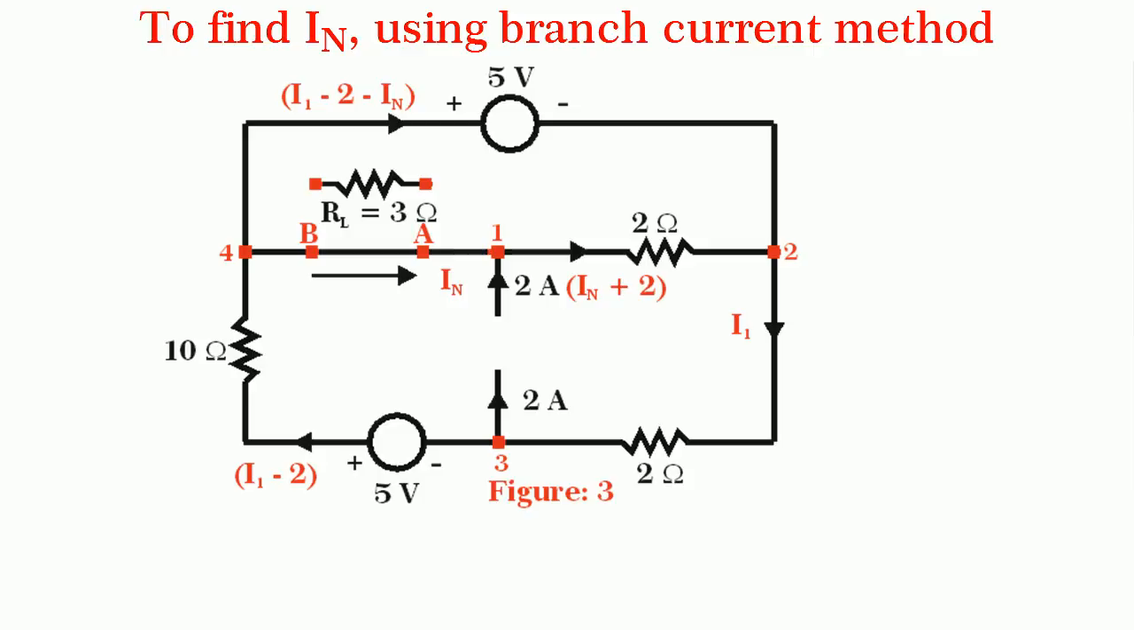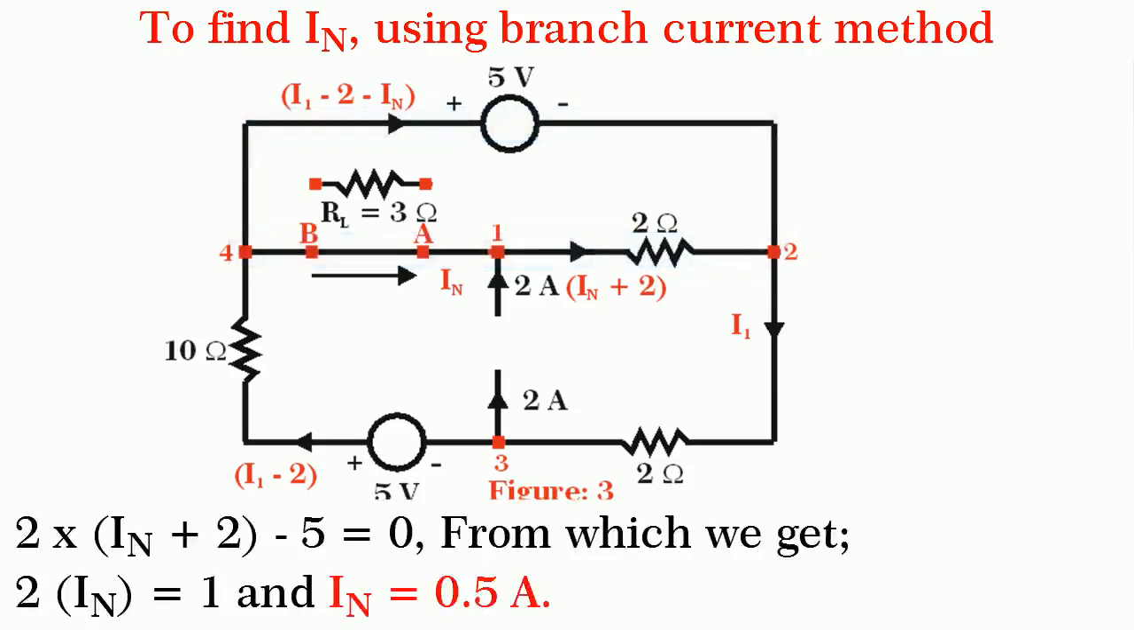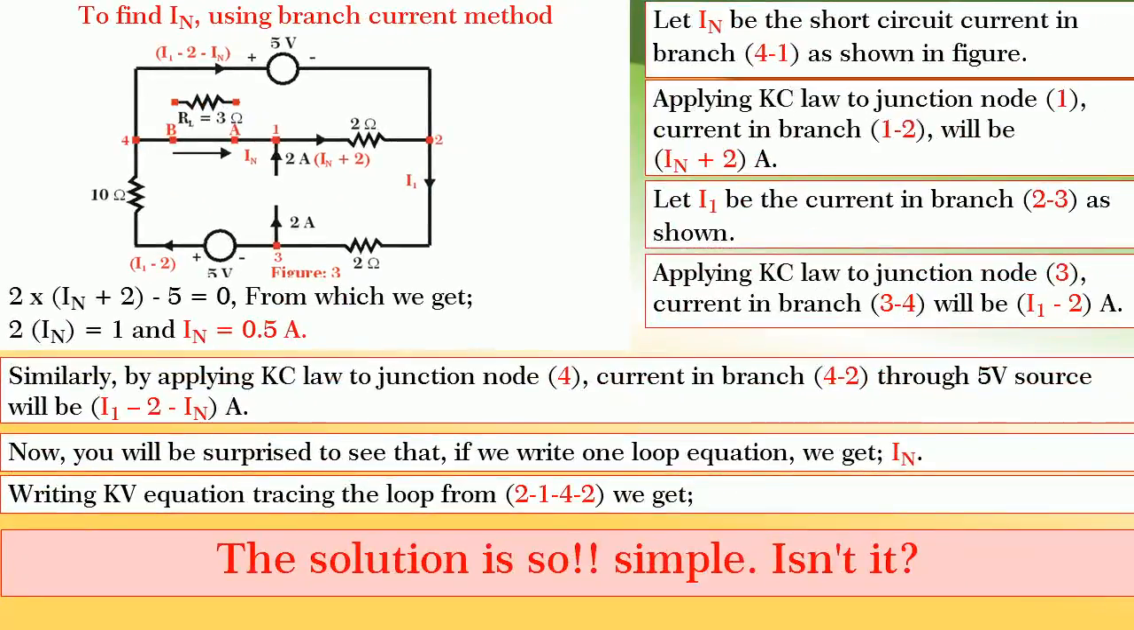Now, you will be surprised to see that if we write only one loop equation, we can get the value of IN, and that is the beauty of it. Hence, by writing the Kirchhoff's voltage equation, tracing the loop from 2 to 1 to 4 to 2, we get 2 into IN plus 2 minus 5 is equal to 0, from which we get IN is equal to 0.5 amperes. Friends, the solution is so simple, isn't it?